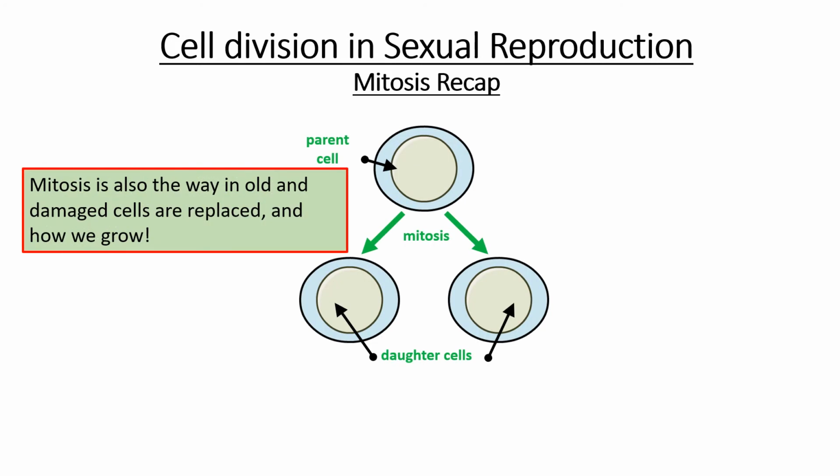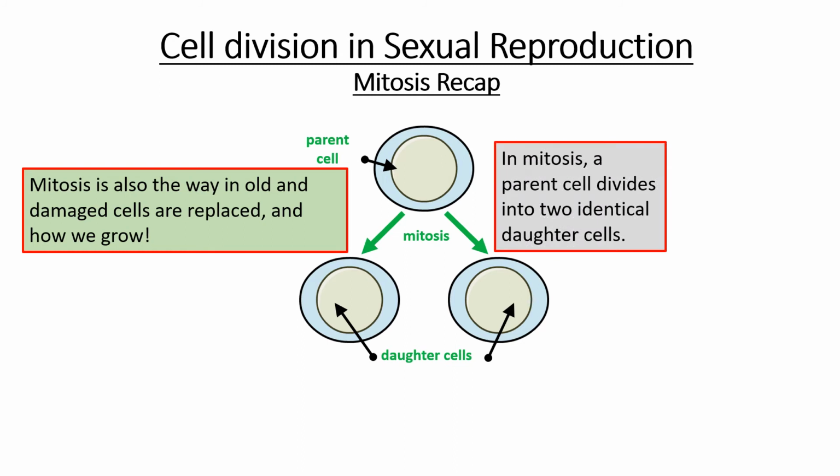In mitosis, a parent cell divides into two identical daughter cells. The daughter cells are identical to each other and to their parent cell. Mitosis is the way old and damaged cells are replaced, and this is how organisms grow. In mitosis, one parent cell divides into two identical daughter cells. Now we're going to learn about meiosis in sexual reproduction.